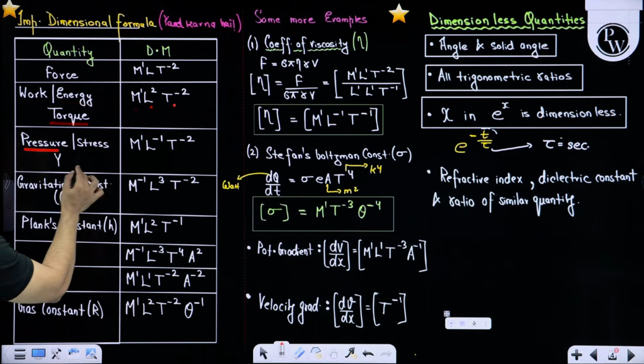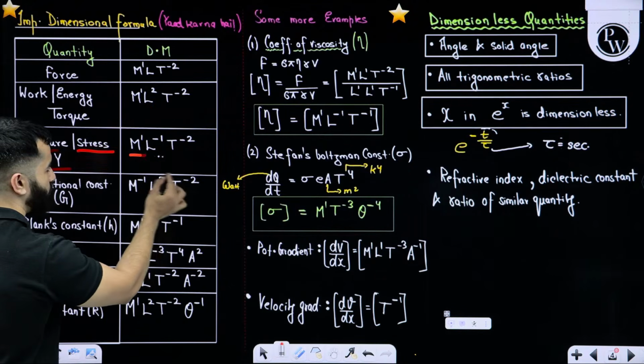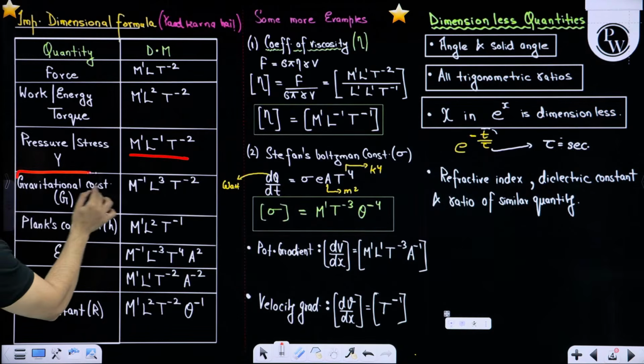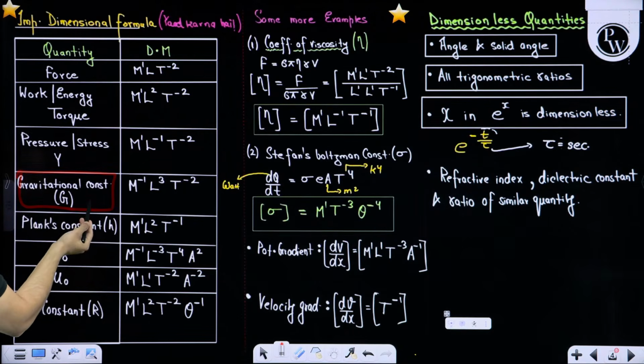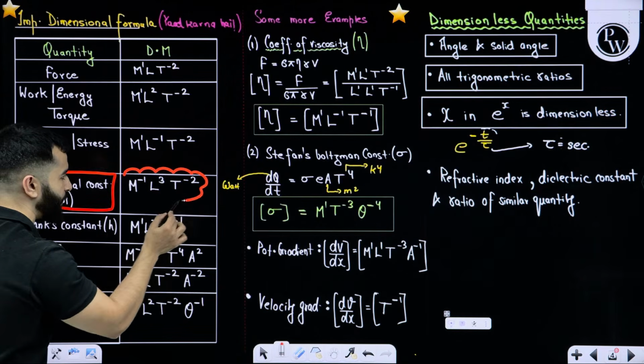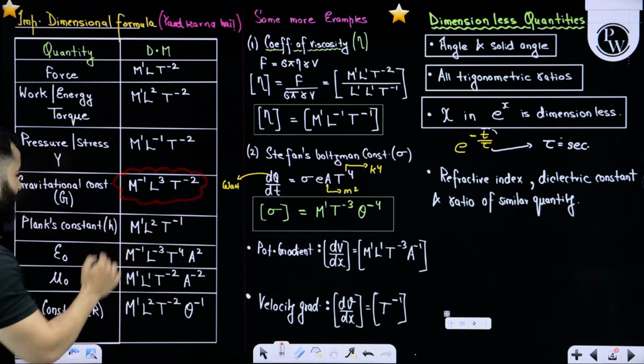For pressure, stress and Young's modulus, all three share the same dimensional formula, that is M^1 L^-1 T^-2. Again, my dear friends, gravitational constant we can derive, but in your exams you will save a lot of time if you simply remember these formulas. It is M^-1 L^3 T^-2.